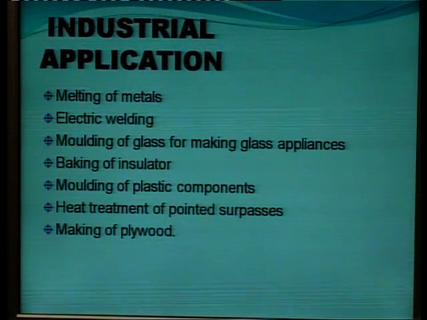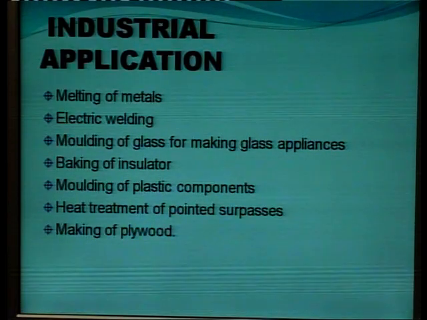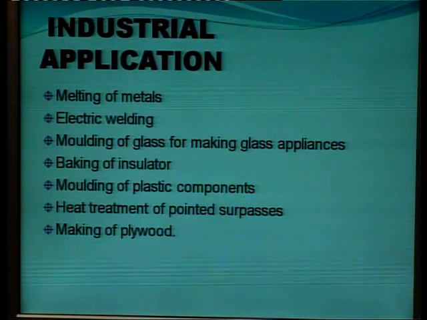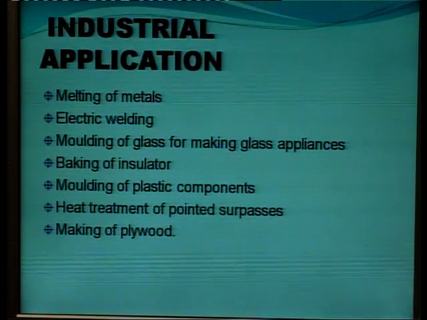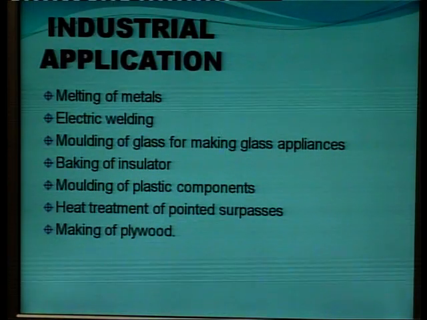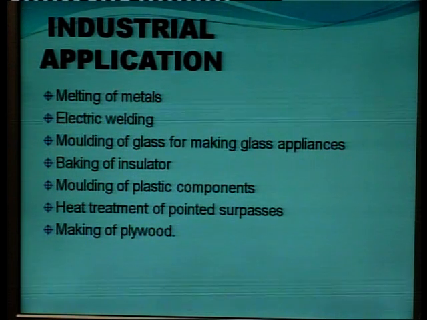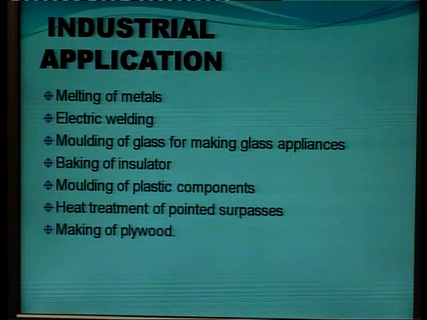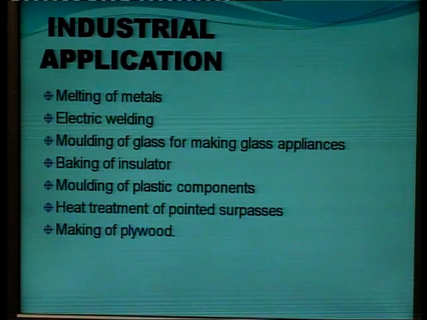The next is the industrial applications of the electric heating process. Mostly, electric heating is used for the melting of metals. It is used in electric welding. It is used for the molding of glass for making glass appliances. It is used for the baking of insulators and for the molding of plastic components, and also for painting surfaces and for making plywood. So, these are the most common domestic and industrial applications of the electric heating process.